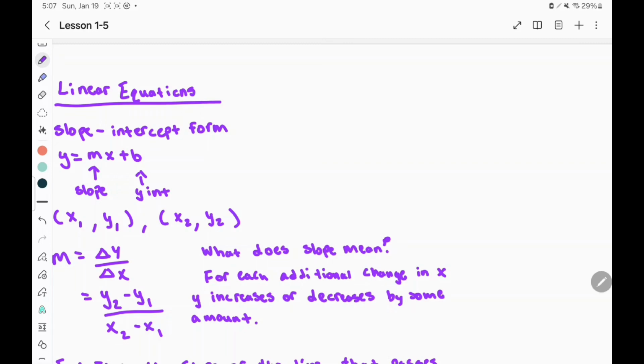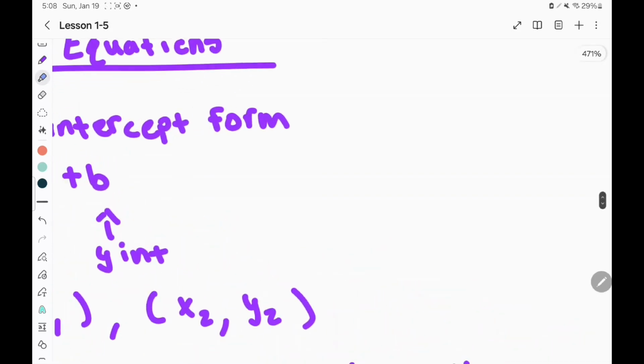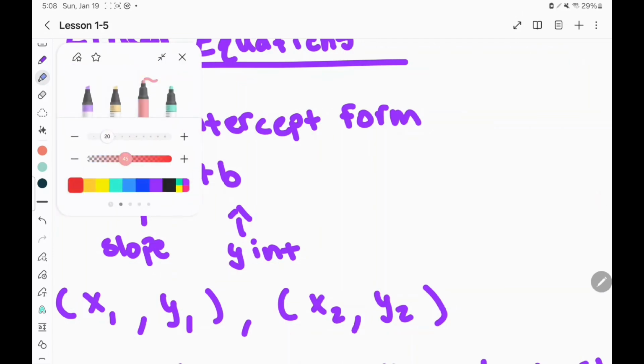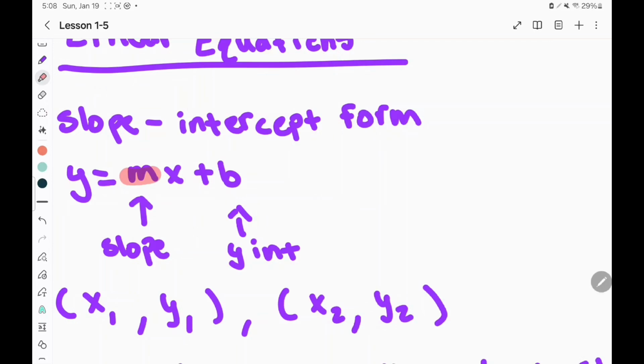So like I said, we are starting to look at linear equations today. Today we're looking in particular at slope-intercept form, which I believe everyone is probably the most familiar with. So our slope-intercept form is really nice because it easily allows us to identify what the slope is, which we normally would call m. And we also have our y-intercept, which again we would normally call b.